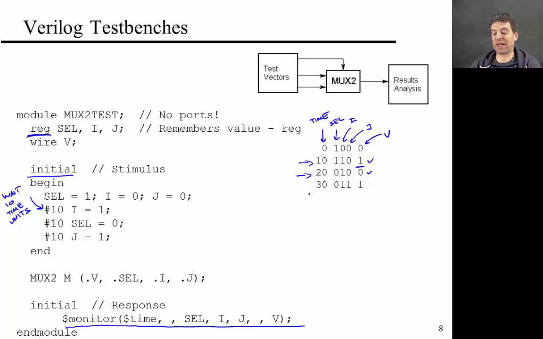The last thing I have to test is what happens if I switch J to 1 and keep the selection input set to 0. Then again, the output follows J and goes to 1. So that's the basic idea of a test bench. It allows you to simulate the behavior of your module by sending in a set of stimuli, of inputs that should allow you to characterize the behavior of the module, and then you can check whether the output actually does what you want it to do based on the definition.